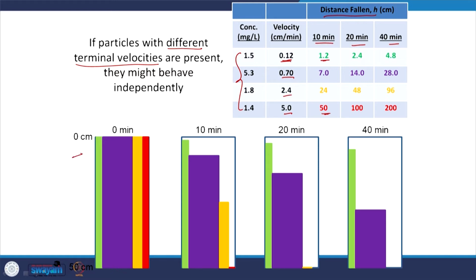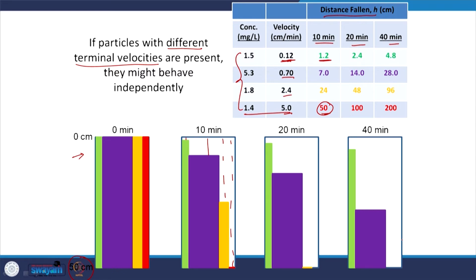So if this is the initial picture, and these thicknesses more or less indicate the concentration, if I am not wrong, then after 10 minutes, the one with the relatively low settling velocity only settles a bit, and the one with the highest settling velocity settles a lot. And I guess here we are talking about 50 centimeters. That was already reached for this particular particle, and progressively the other particles keep settling down.